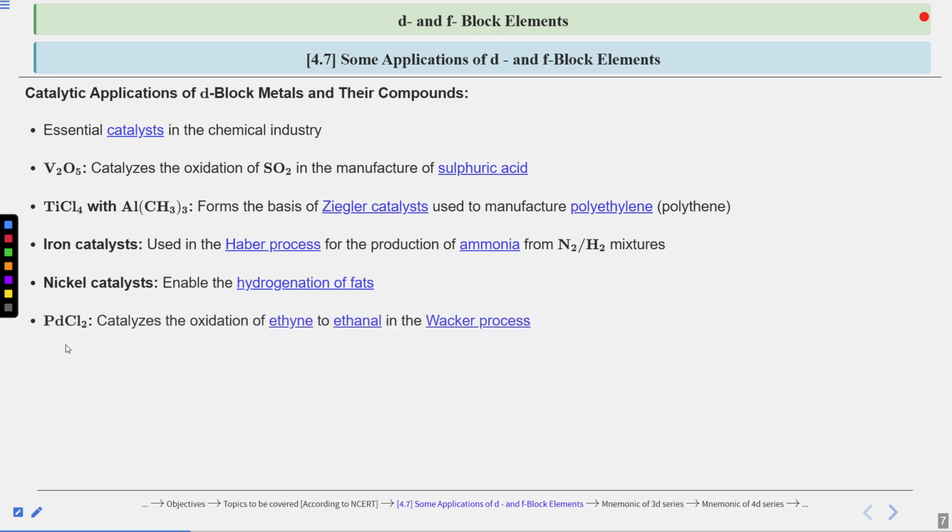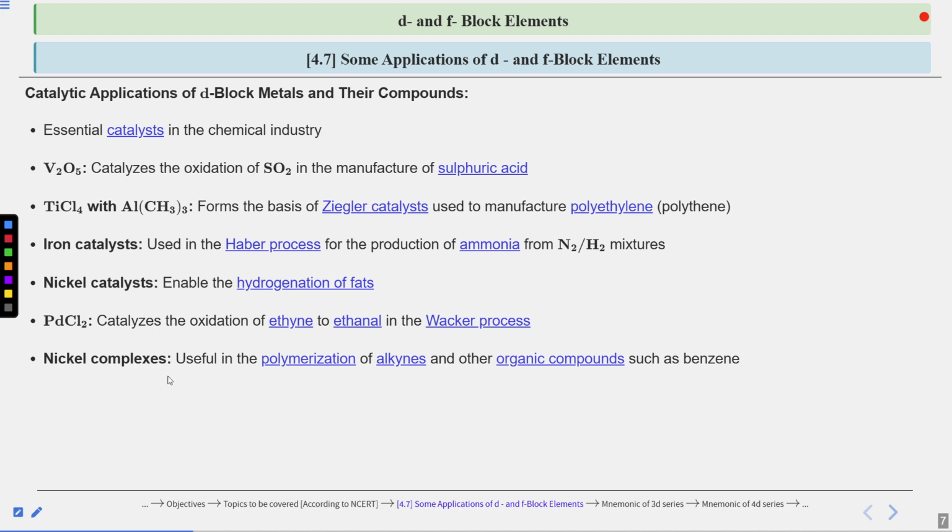Next is PdCl2, palladium dichloride. This catalyzes the oxidation of ethyne to ethanal in the Wacker process. This is a named process, the Wacker process, where an alkyne is converted to an aldehyde, right? So the oxidation of the triple bonded ethyne to ethanal, an aldehyde, is catalyzed by PdCl2, which is a D block metal compound.